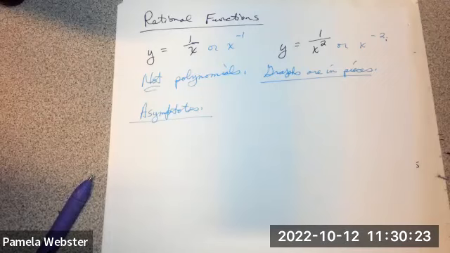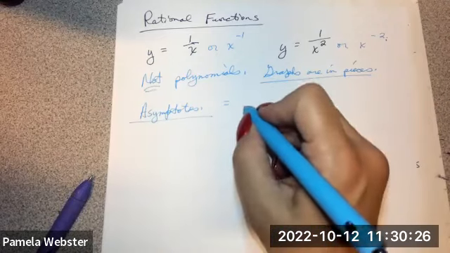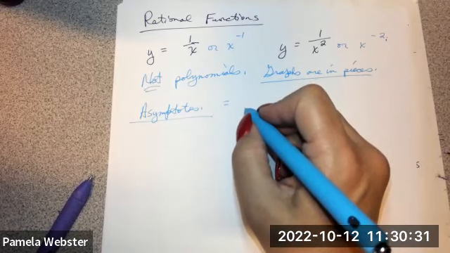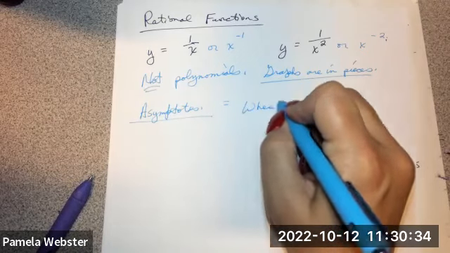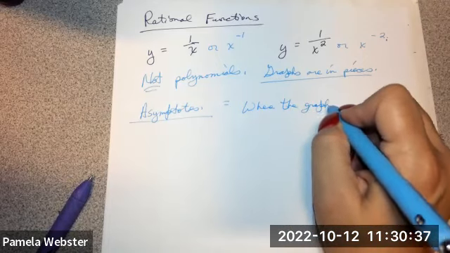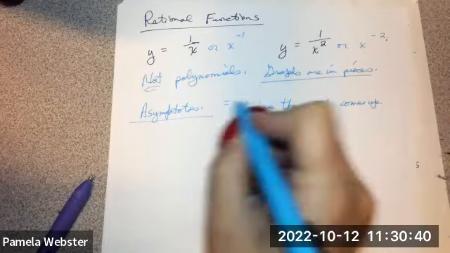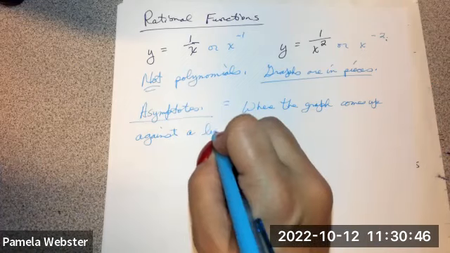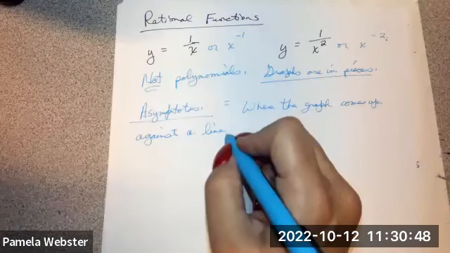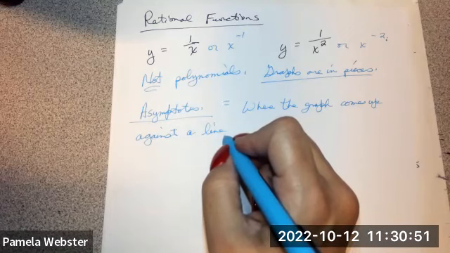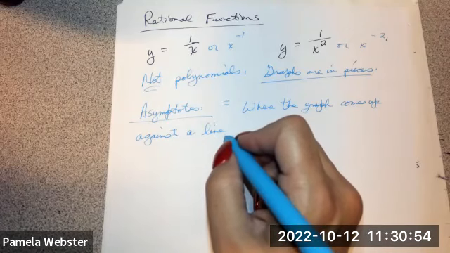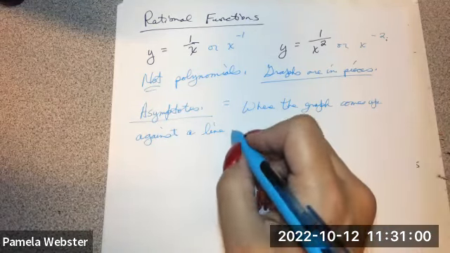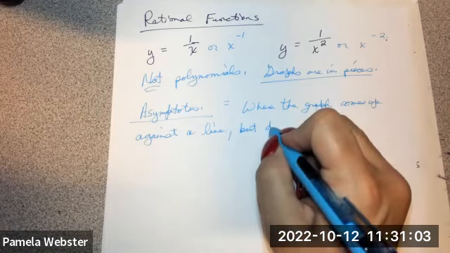So what's an asymptote? An asymptote is where the graph comes up against it's normally a line. I'm going to call it a line. For our purposes, all of ours are going to be lines. But whenever you get into a higher math class, you could have like parabolic asymptotes and stuff like that. Okay, the graph comes up against a line, but it doesn't cross.